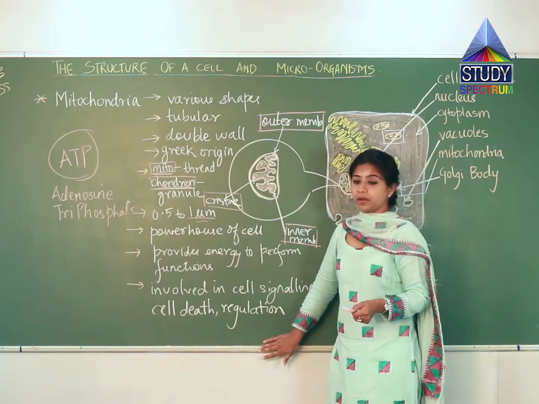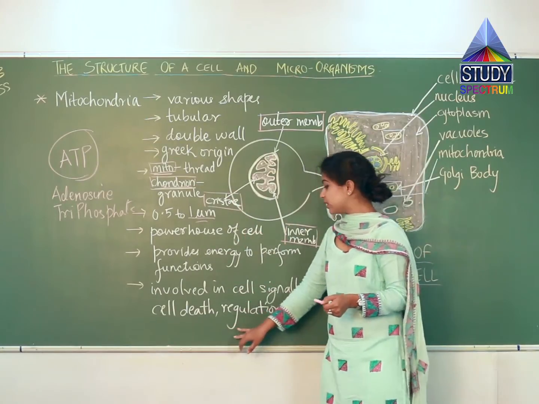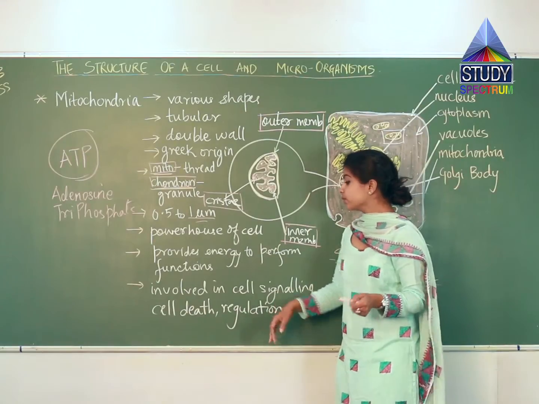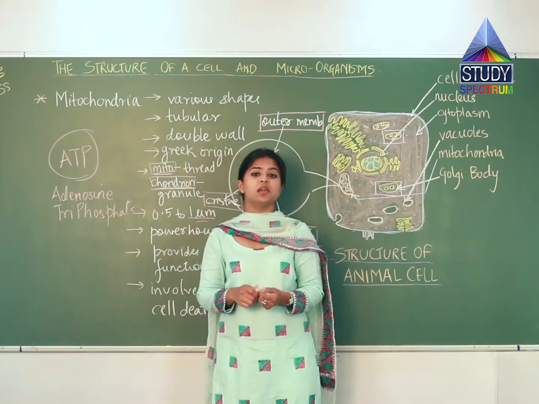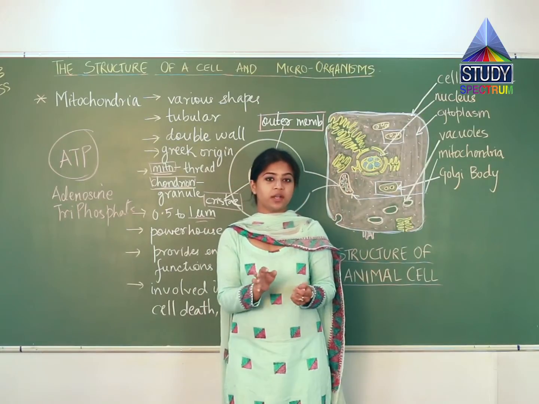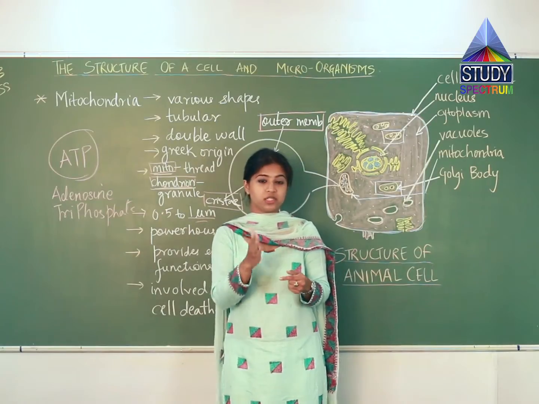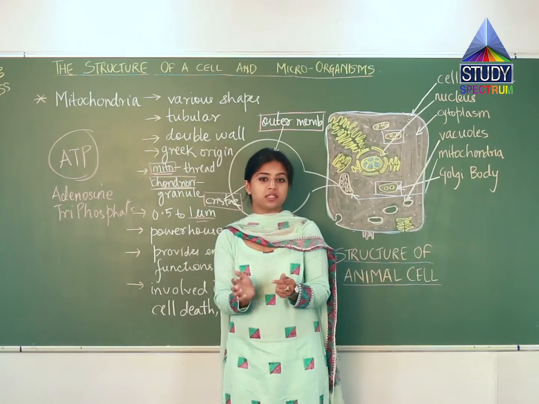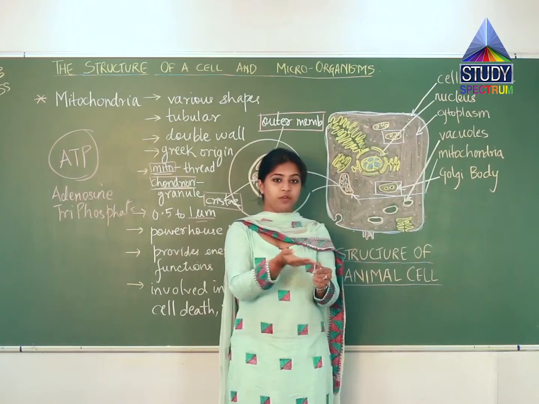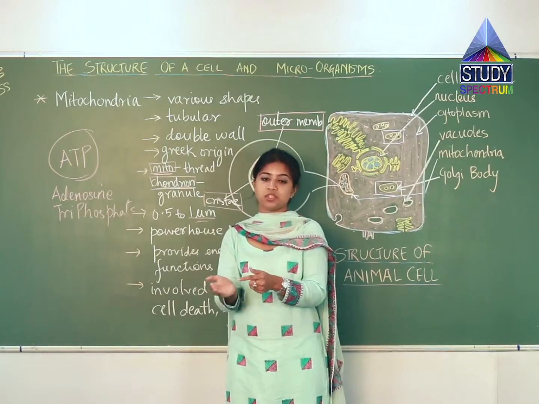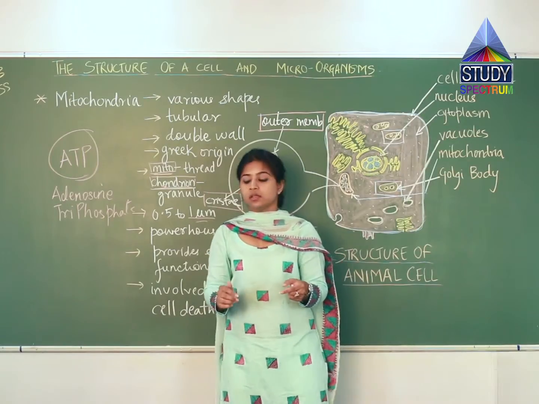Then the last function of the mitochondria would be that it is involved in cell signaling, in cell death, in the regulation of the cellular processes. Now, cell signaling is nothing but, I told you about how the CNS, that is the central processing unit of a system or an organism, is responsible for sending the messages from itself to the site where it wants the change to occur. So the whole process is known as cell signaling.